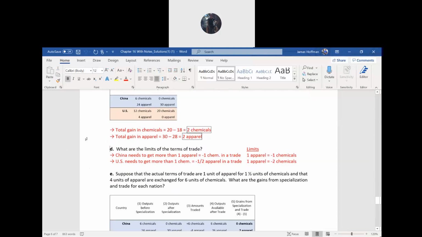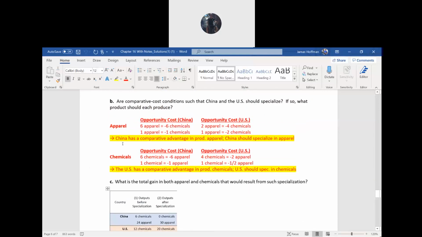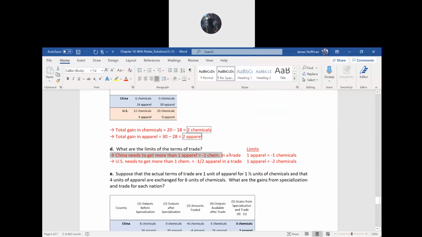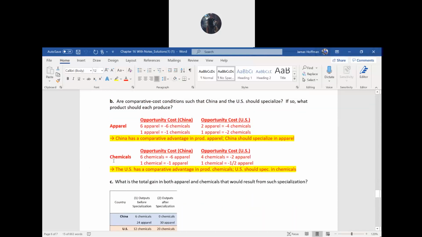All right, now part D is what are the limits of the terms of trade. So China is going to specialize in producing apparel, which means they have to beat their original opportunity cost, which is 1 apparel equals minus 1 chemical. The US is specializing in chemicals, which means they have to beat 1 chemical equals minus 1 apparel. That's their original. They got to do better than that, or they wouldn't trade.